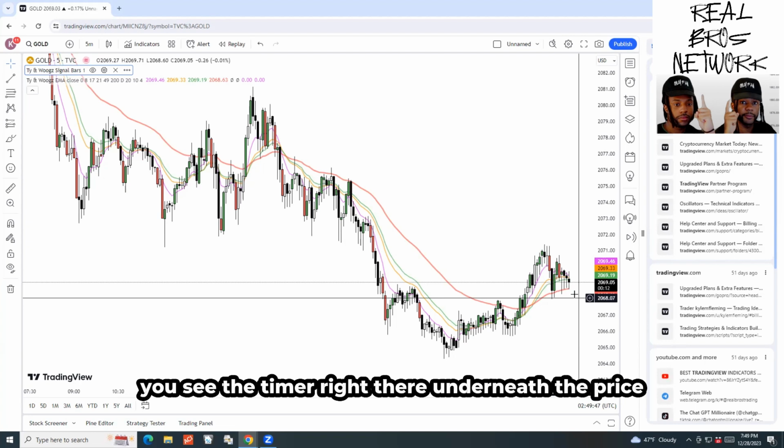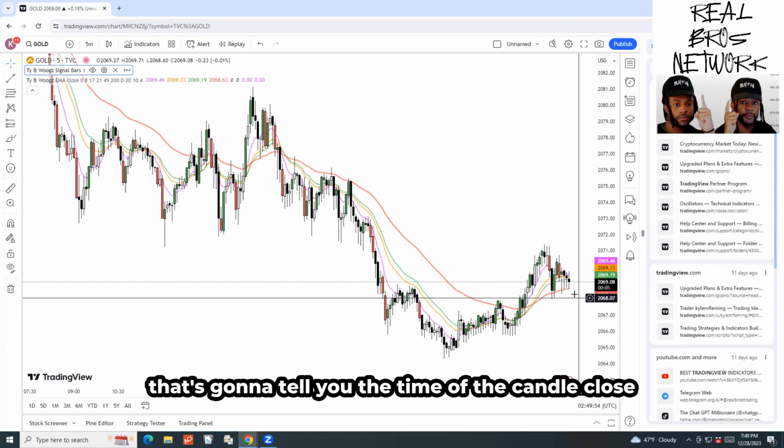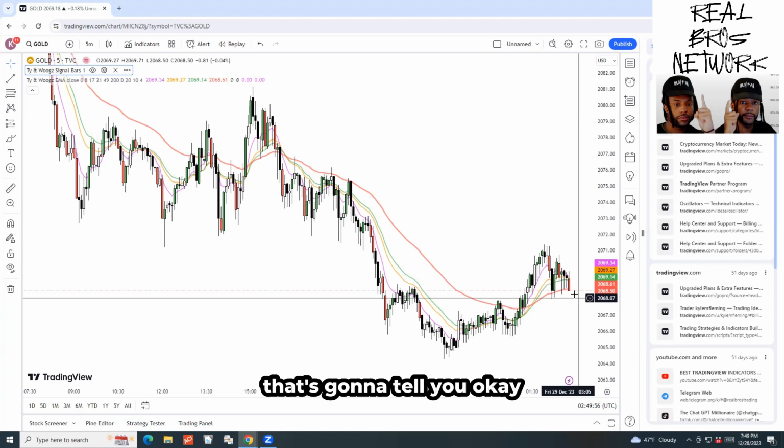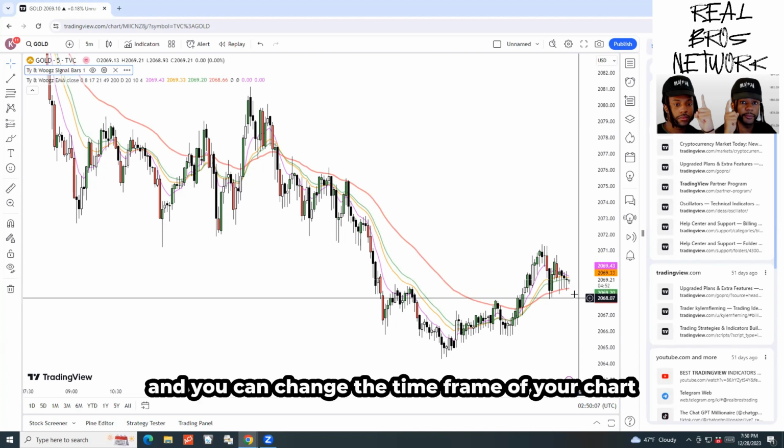But you have to wait for the 5 minute. You see the timer right there underneath the price. It says 11 seconds, 10 seconds, 9, 8. That's going to tell you the time of the candle close. Okay, now I see the red one is back. And now the candle didn't close red. Also, it's a 5 minute chart, and you can change the time frame of your chart.